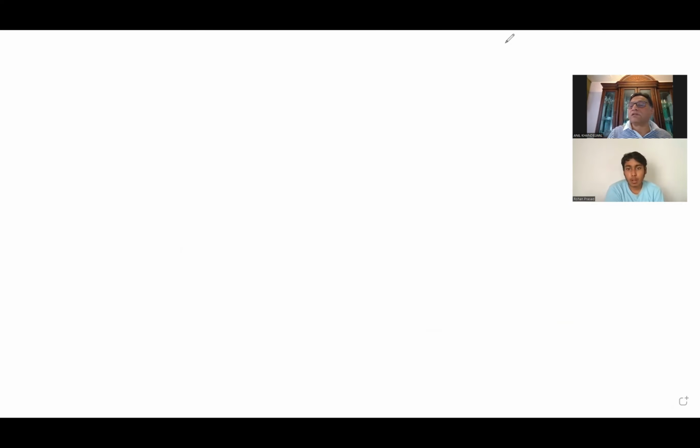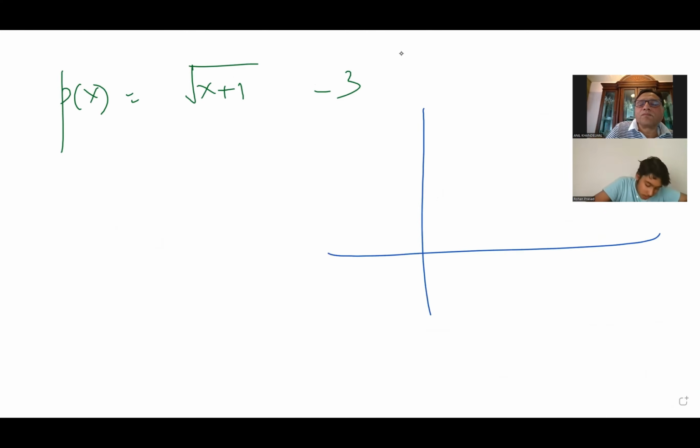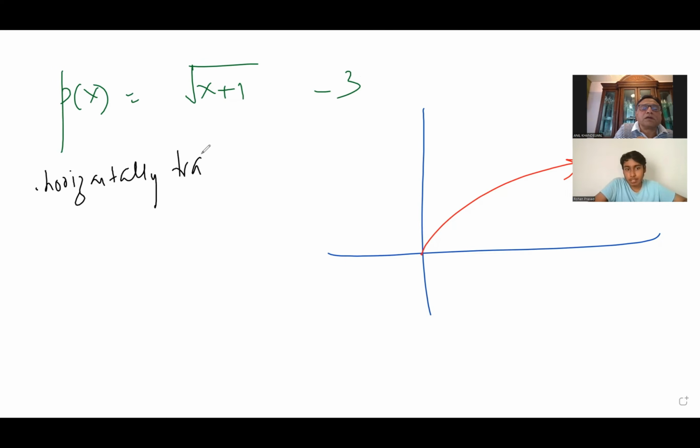Now let me take an example with translation. Let us say we have a function p of x, which is square root of x plus 1, minus 3. How will this graph get transformed? Can you tell me? It would be shifting 3 units down and 1 unit to the left. Correct. Horizontally translated 1 unit left.